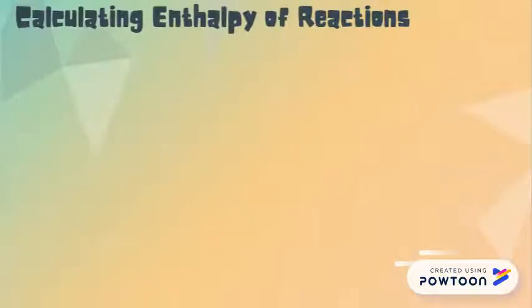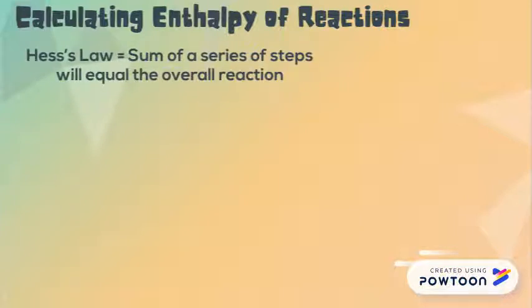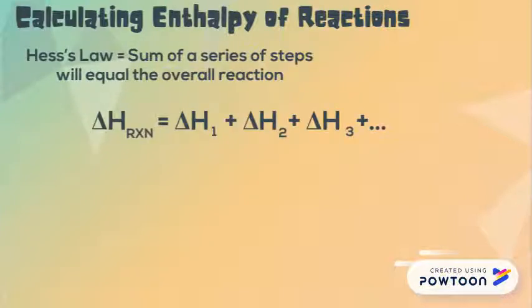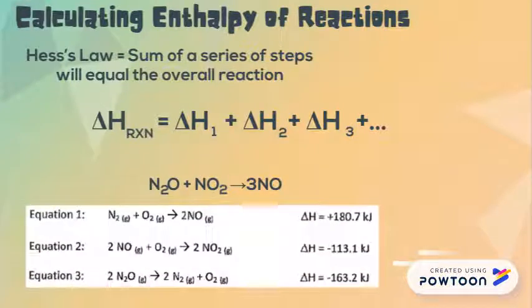There are a couple different ways we can calculate the enthalpy of a reaction. One way is with Hess's law. We sum a series of steps to equal an overall reaction. For example, if we have this first reaction listed here, we would add together a combination of the three equations down below to calculate our overall enthalpy of a reaction.